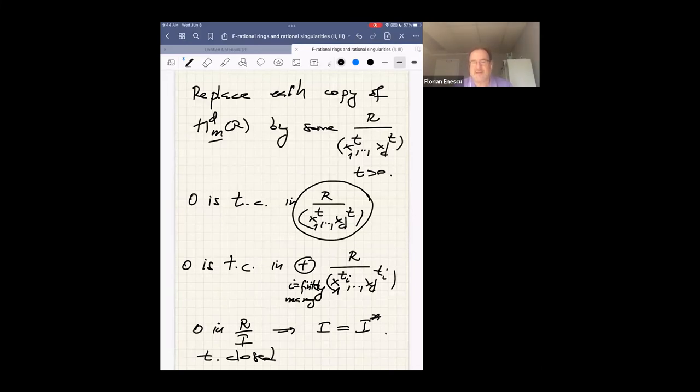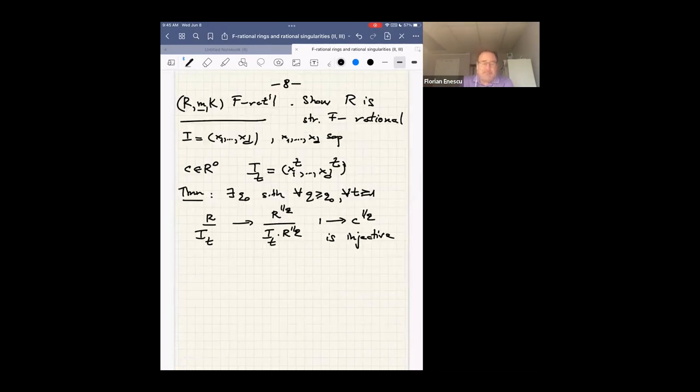So now we rephrased everything as we noticed that zero is tightly closed in this direct sum of modules. And because it's tightly closed in this direct sum of modules, it's tightly closed in every submodule that injects into it. In particular, it's tightly closed in R mod I. And if you rephrase what that means, it means that I equals I star. So for example, this would be one of the many reasons why it's useful to consider tight closure for modules as well. All right. So now we know that for Gorenstein rings, F-rationality is the same as weak F-regularity.